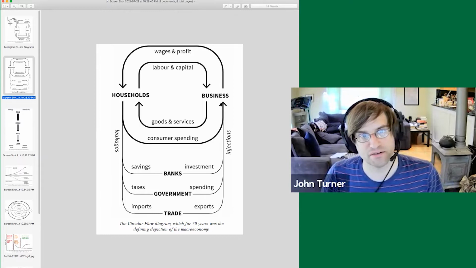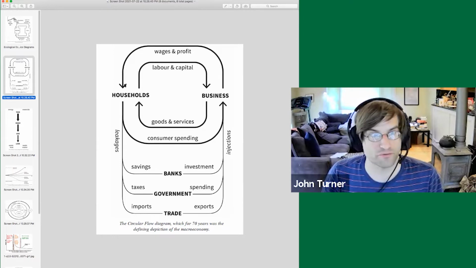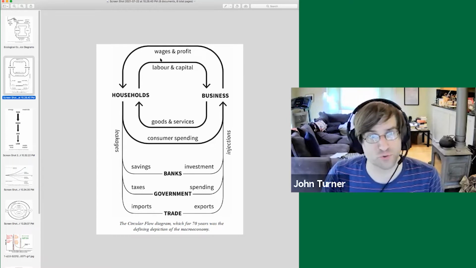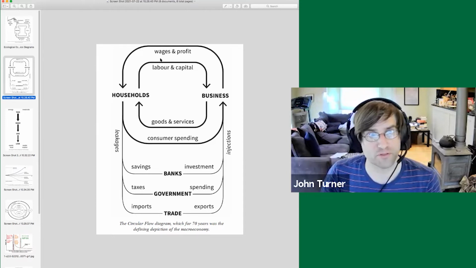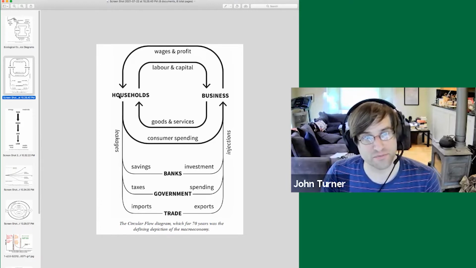Households spend into business, that is consumer spending, which is part of demand for the goods and services provided by businesses. Businesses pay out wages and profits, either in the form of stock dividends or the growth of a portfolio, or via wages. For workers, the vast majority of people are receiving most of their wealth via wages, rather than profits that are distributed via stocks or bonds. But that's the circular flow between households and businesses.